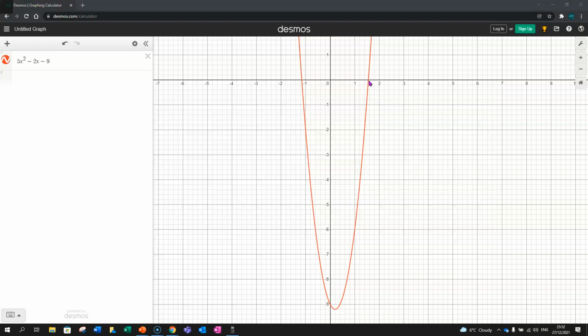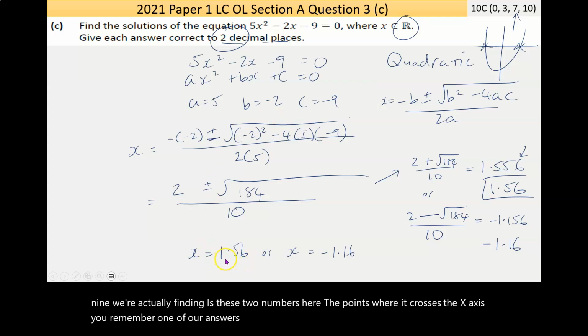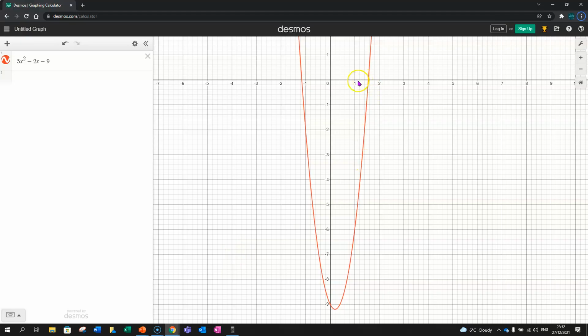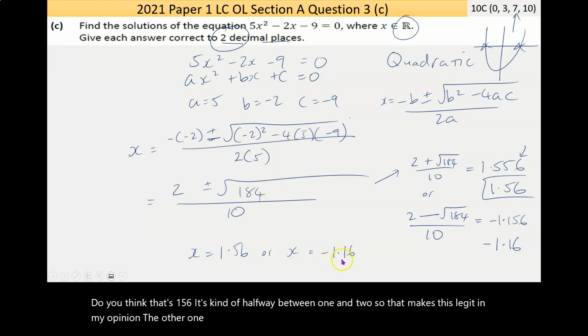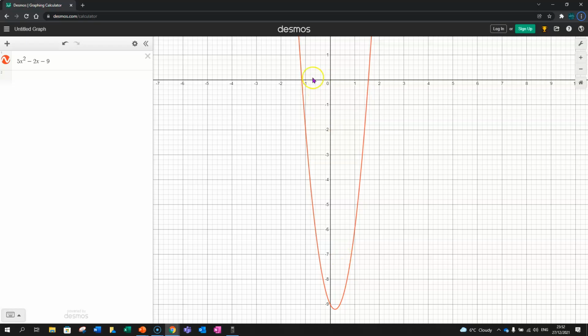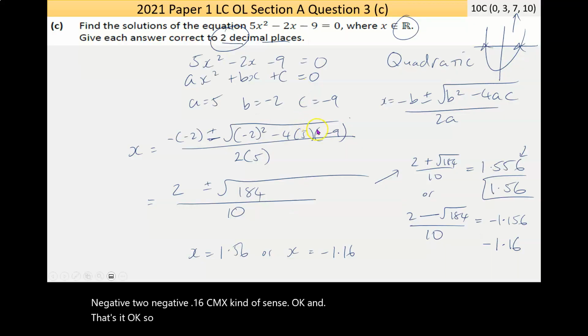So remember, one of our answers was 1.56. Do you think that's 1.56? It's kind of halfway between 1 and 2, so it's legit, in my opinion. The other one was x is equal to negative 1.16. So that's negative 1, negative 2, so negative 0.16, that makes sense. And that's it. So going back to the question.